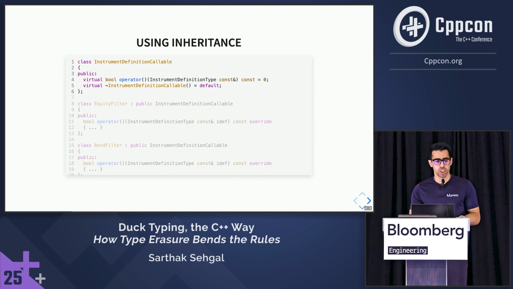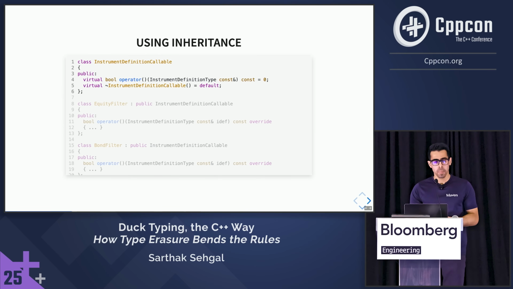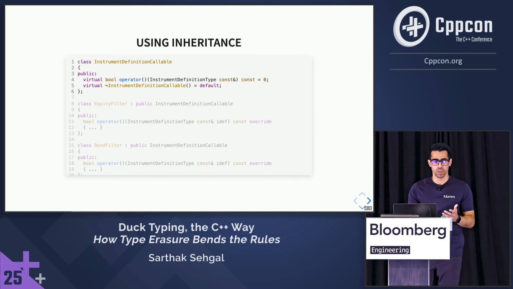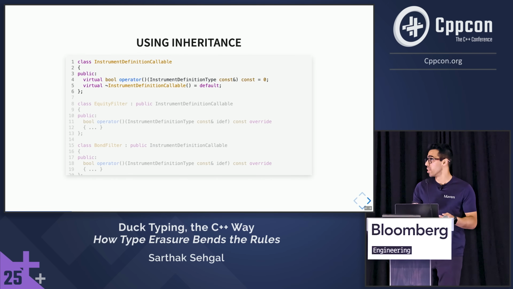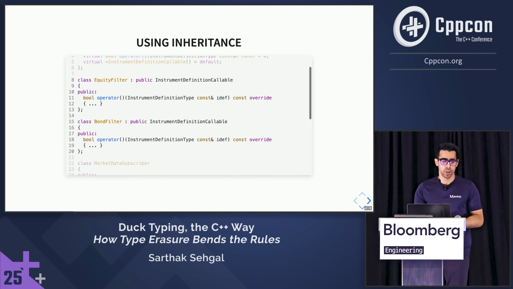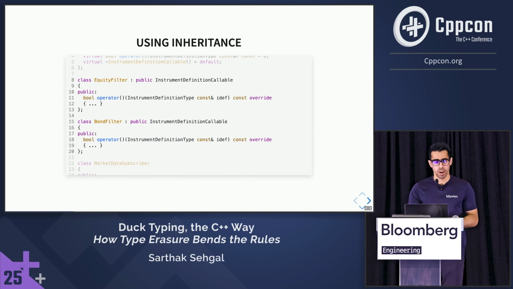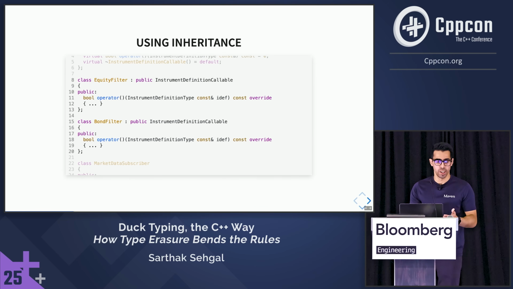Now I have this instrument definition callable class, which has a pure virtual function called operator(). It takes in an instrument definition type and returns a Boolean. And I've defined two different concrete classes, equity filter and bond filter, and they override the virtual function and can have their own implementation.